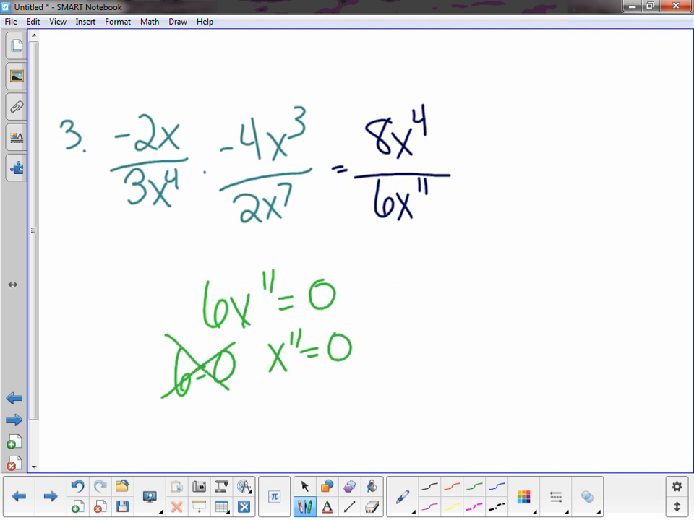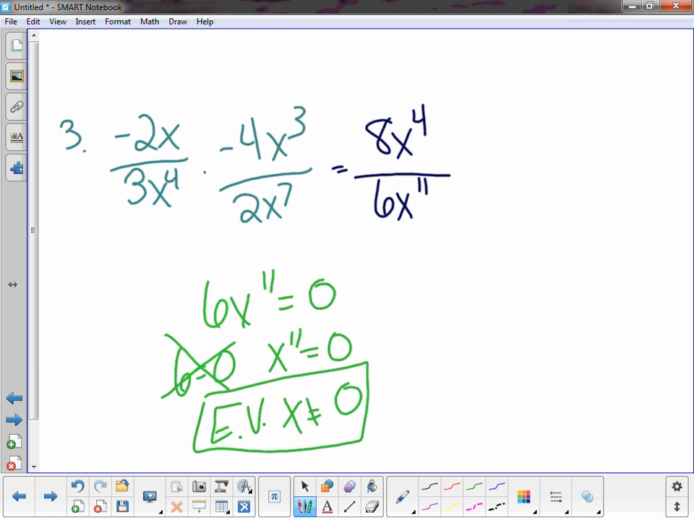Well, that's never going to happen. So we're going to cancel that out. X to the 11th is equal to 0. Well, the only way that can happen is if x is equal to 0. So our excluded value is that x cannot be 0. Okay, so that's one of the two things we need.